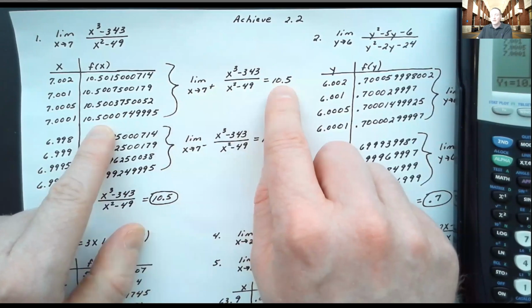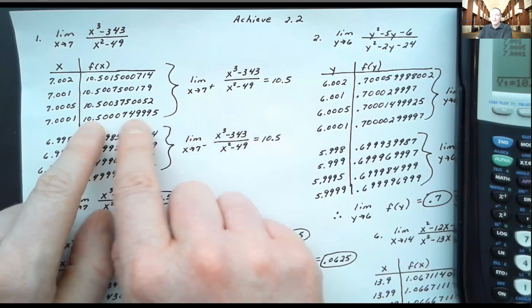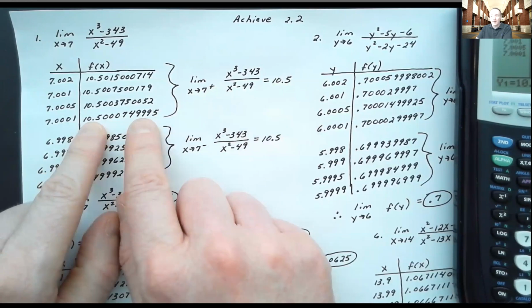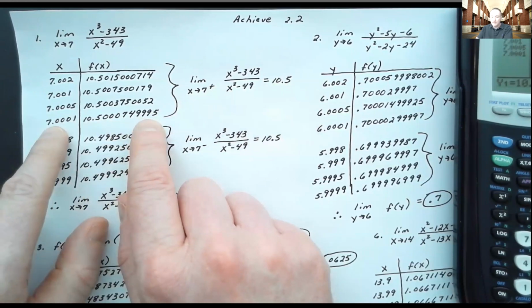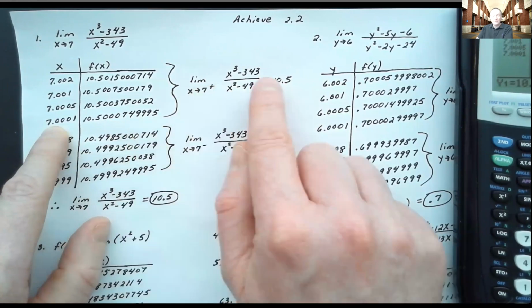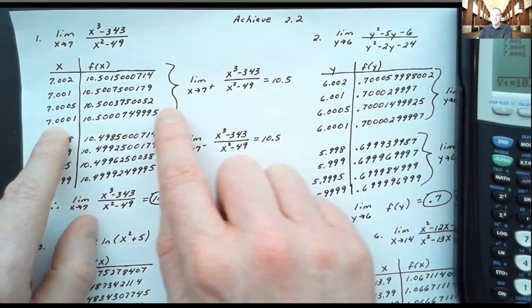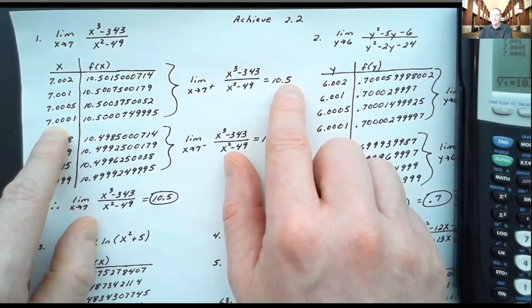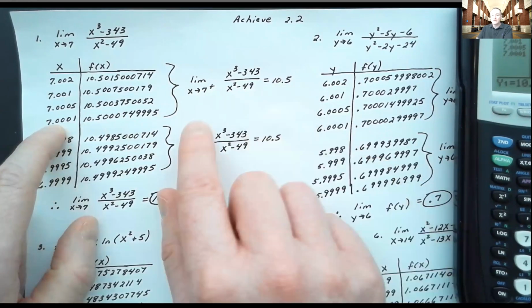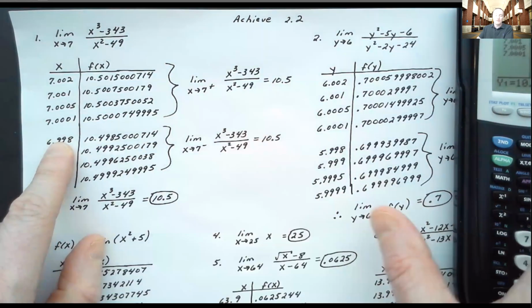Sometimes students mistakenly want to put one of these values. Please remember, that's not the value it's approaching. That is just one y value at a specific x value. The y value that it's approaching as x gets closer and closer to 7 is a y value of 10.5. Now, you can see that as x approaches on the left-hand side as well.